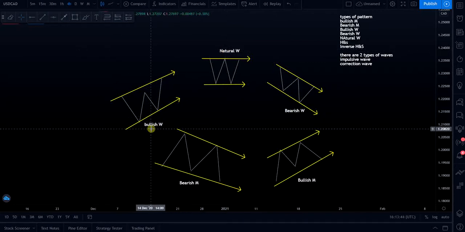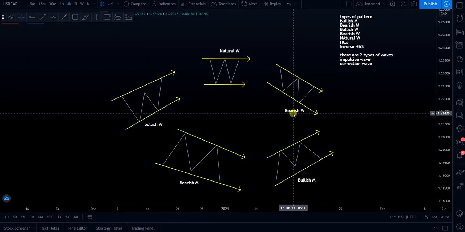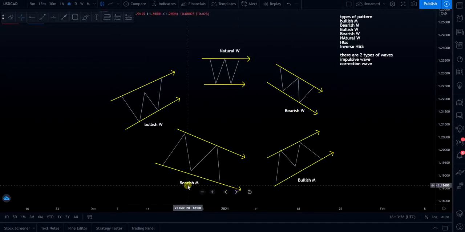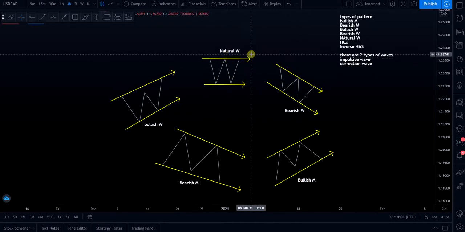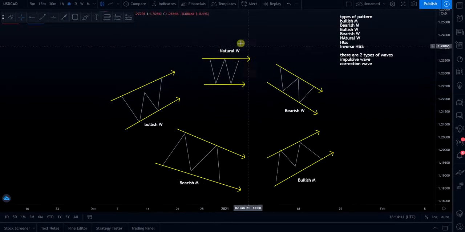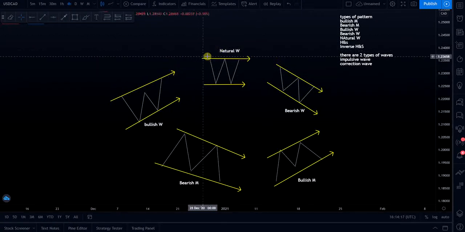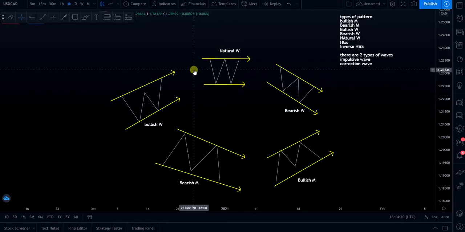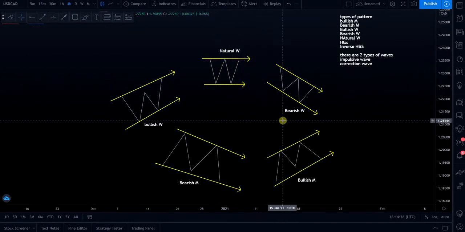As you can see with the names bullish and bearish, the bullish W pattern will always form in a bullish trend. The bearish W pattern will form in a bearish trend. The bearish AMP pattern will form in a bearish trend, and the bullish AMP will form in a bullish trend. The natural W pattern will form in a consolidation. As you have already seen in my other video about trends, I have mentioned that this is a consolidation, or sideways, or a ranging market. So the natural W pattern will form in a consolidation.